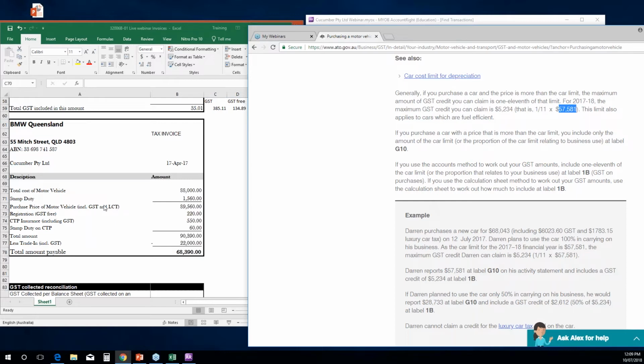And for the purpose of the assessment, we are not actually asking you to do luxury car tax, so that is not going to be asked. So all you have to do is separate or split the car into the car limit with GST and the excess over the car limit without GST. So let's do that. How much is that?